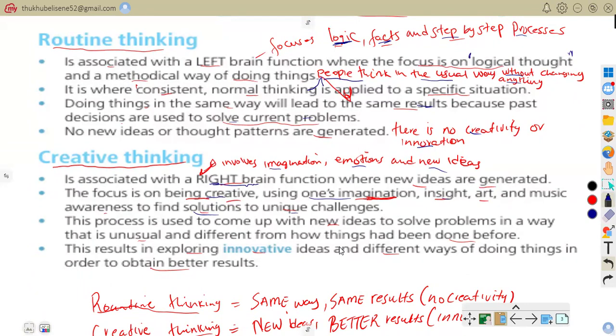So, people use imagination and creativity to solve problems. For example, a business uses storytelling in advertising to attract customers. That's what it means.